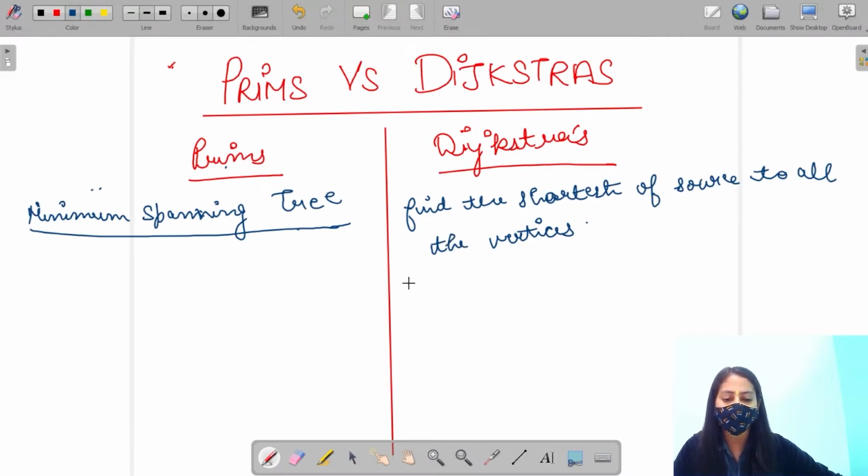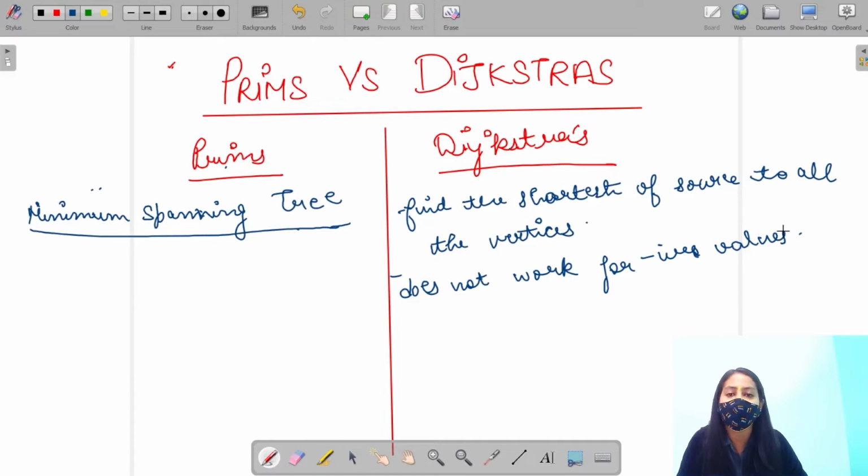Dijkstra's algorithm does not work well for negative values. So if any negative value is present in your graph, then there is a high possibility that Dijkstra's algorithm is going to give you the wrong answer, right? But Prim's algorithm can work for negative values as well, right? So these two are the major differences between the two algorithms. That is, Prim's algorithm will give you the minimum spanning tree of your graph, but Dijkstra's algorithm will give you the shortest distance from the source to all the vertices of your graph, right?